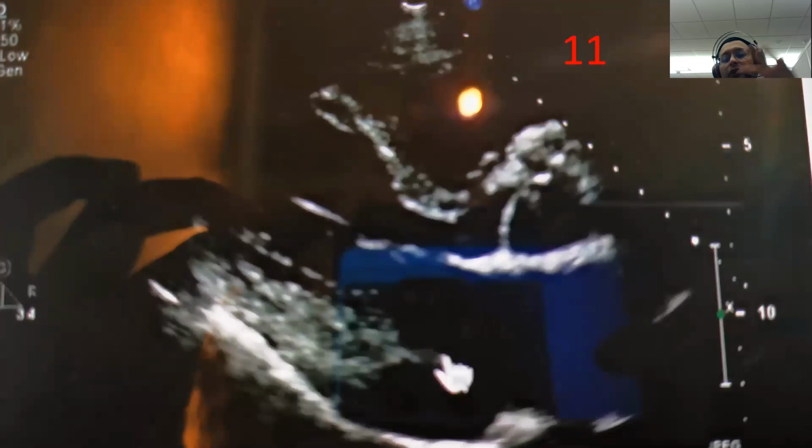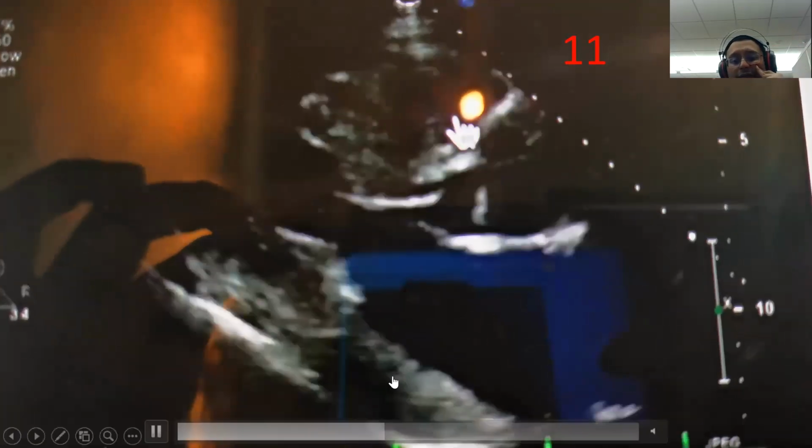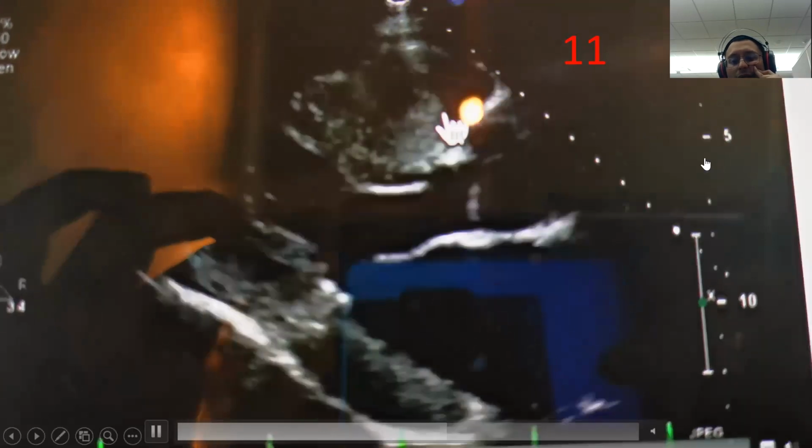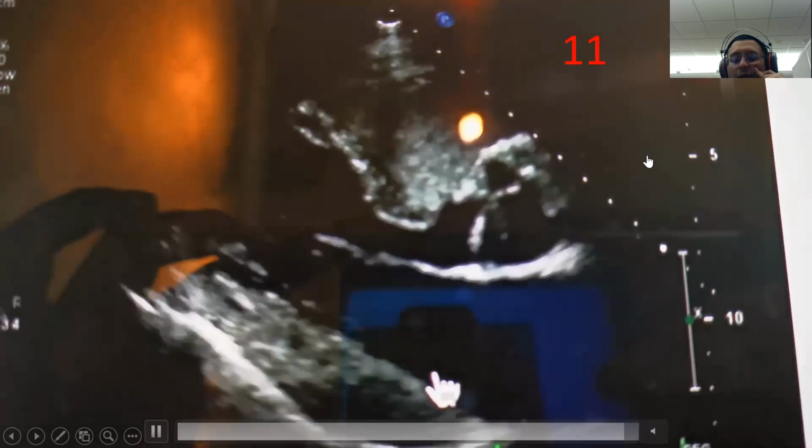If it is normal SVC, it goes to the RA. No, here it goes to the coronary sinus, right? So the bubble will go from the left SVC to the coronary sinus. Okay. So what happened in this situation?